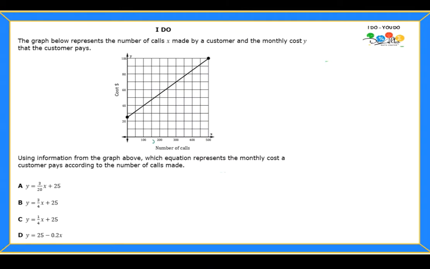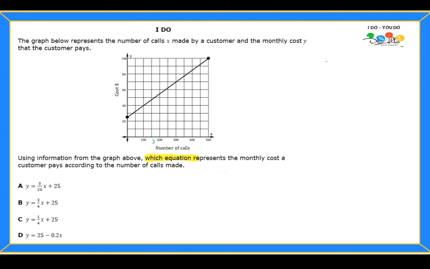And it says, the graph below represents the number of calls X made by a customer and the monthly cost Y that the customer pays. Using information from the graph above, which equation represents the monthly cost a customer pays according to the number of calls made? So let's see, what are they looking for? Well, it says that I need to find an equation that represents the graph above.